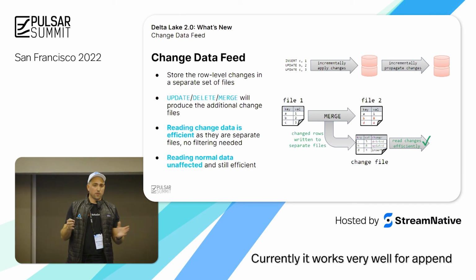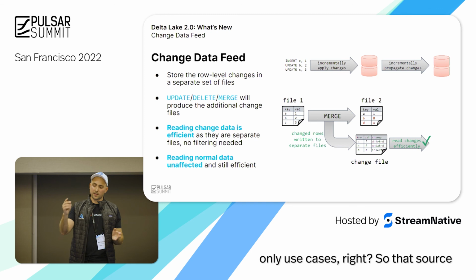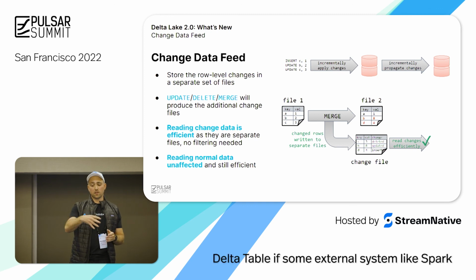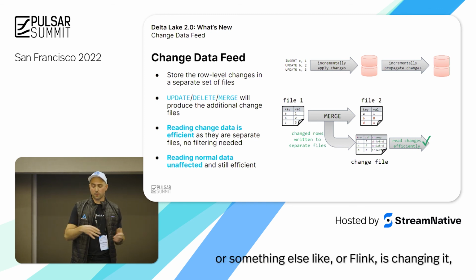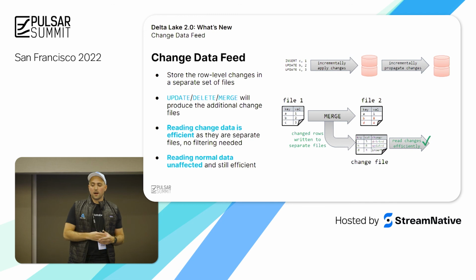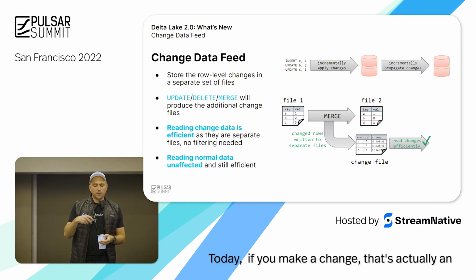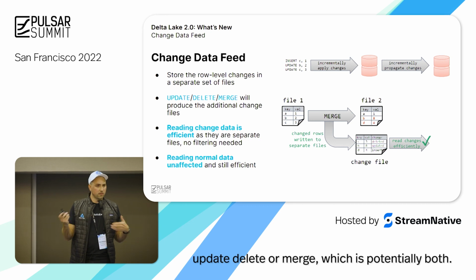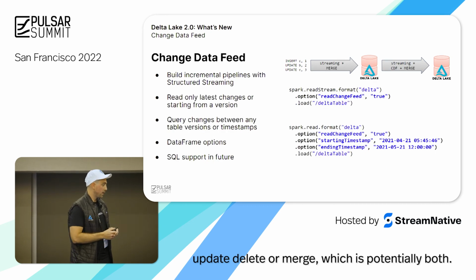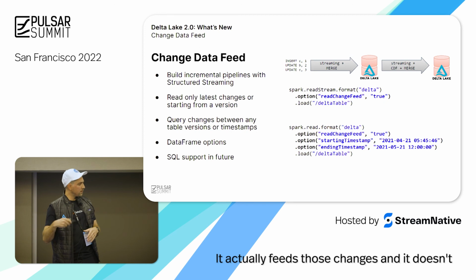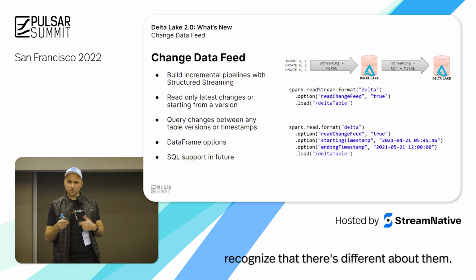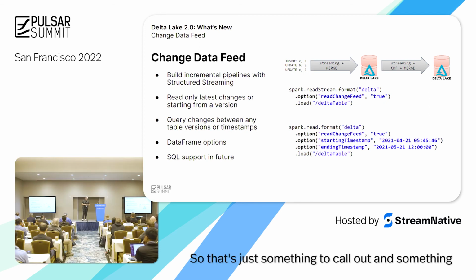Currently, it works very well for append-only use cases. So that source Delta table, if some external system like Spark or Flink is changing it, everything works as long as those changes are append-only. Today, if you make a change that's actually an update, delete, or a merge, which is potentially both, it feeds those changes and doesn't recognize that there's something different about them. So that's just something to call out and something that we hope to change very, very soon.